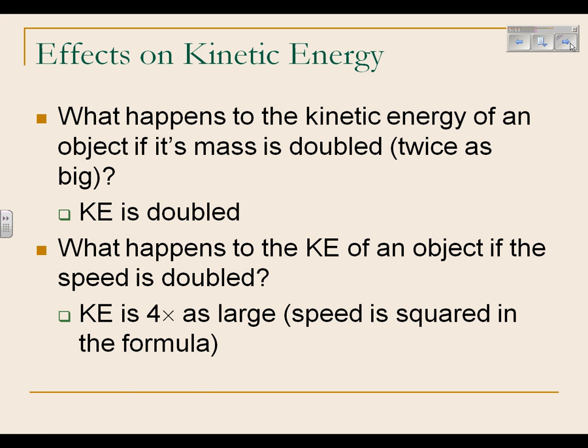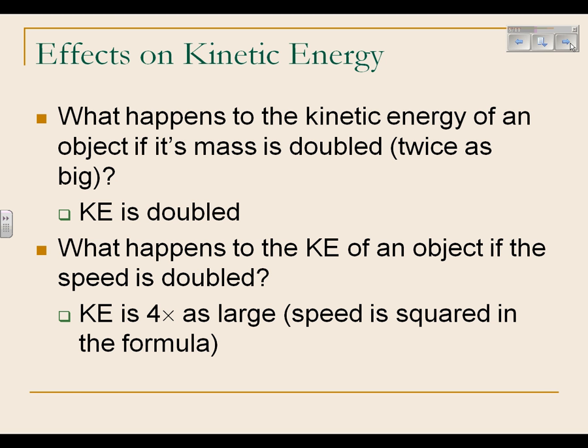Because velocity is squared in that formula, right? So if I double the velocity, I have 4 times as much kinetic energy. If I triple the velocity, I have 9 times as much kinetic energy. Okay? If I go 4 times as fast, how much kinetic energy am I going to have? 16 times.